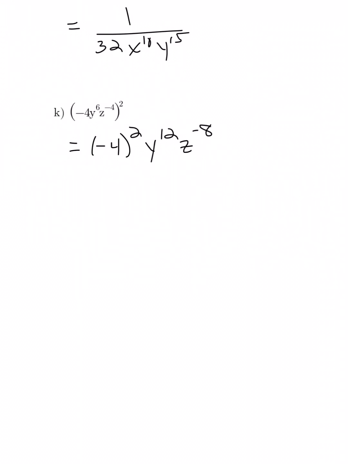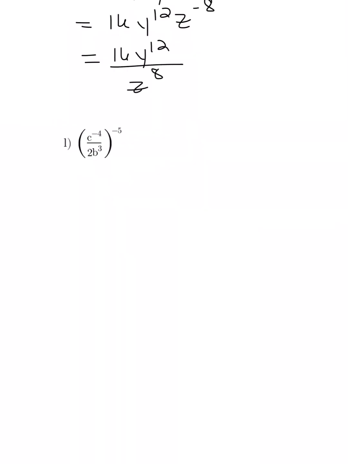Negative 4 squared is negative 4 times negative 4, which is positive 16, y to the 12th, z to the negative 8. To clean it up and make our powers positive, we'll have 16 y to the 12th over z to the positive 8.